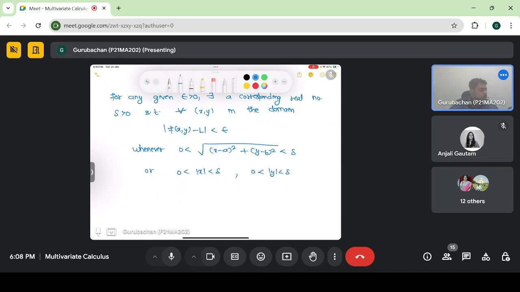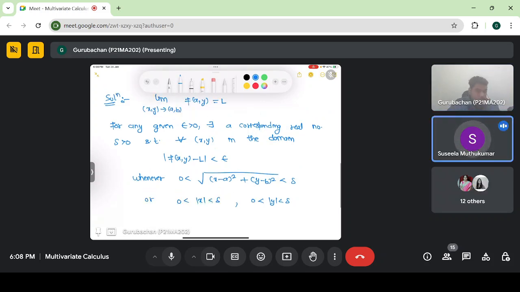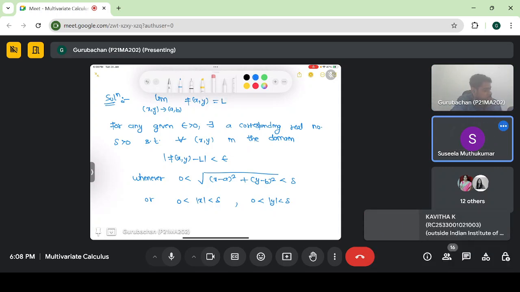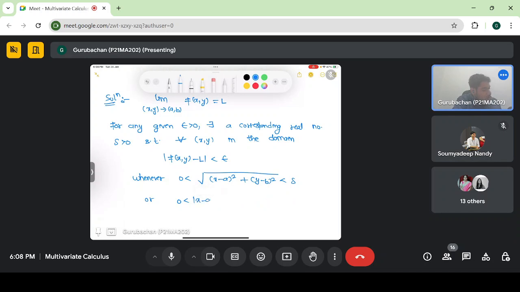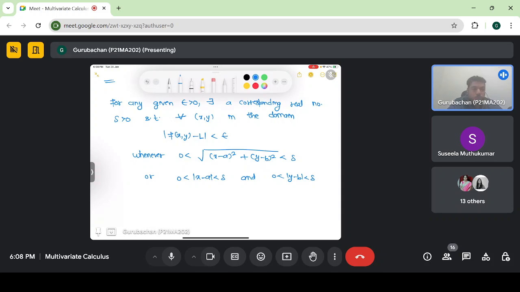So this is the method to show the existence of the limit if we know that the limit exists. A student asks: what is the modulus of x minus c? Can you repeat the last line? The speaker corrects it: sorry, it should be x minus a and y minus b, that is 0 less than mod of x minus a less than delta and 0 less than mod of y minus b less than delta. Thank you. So to show the existence of the limit, we need to follow this path.